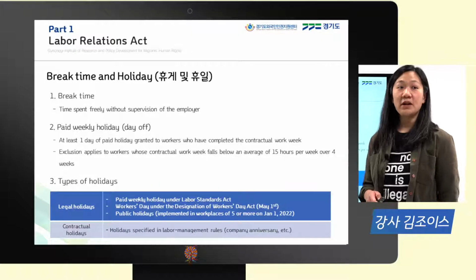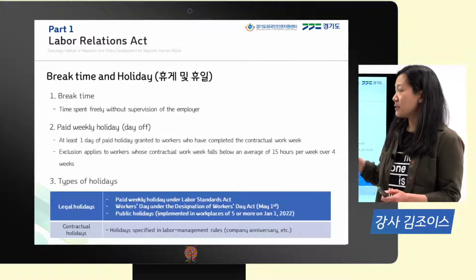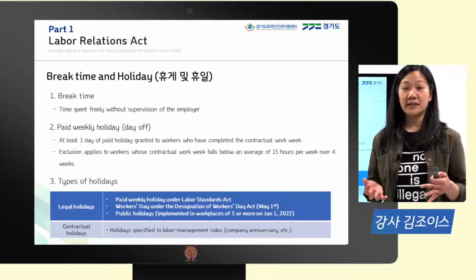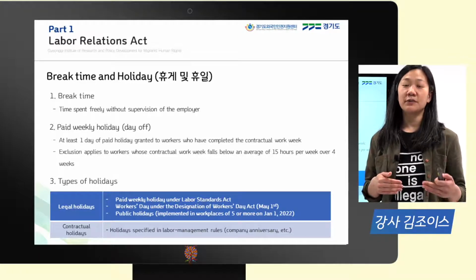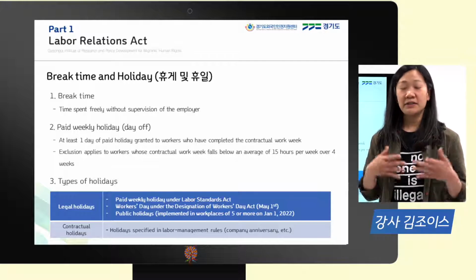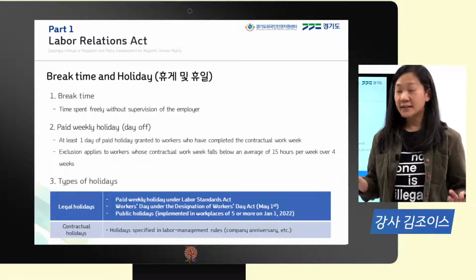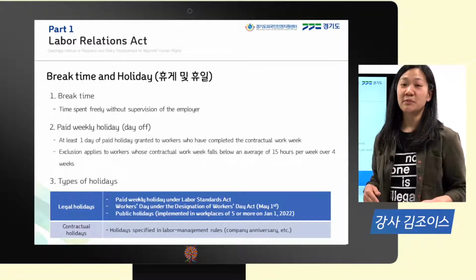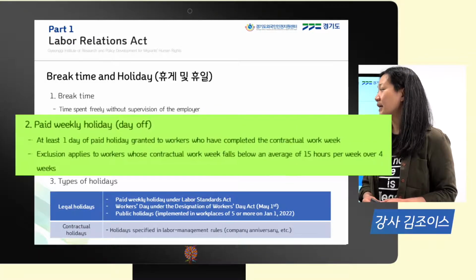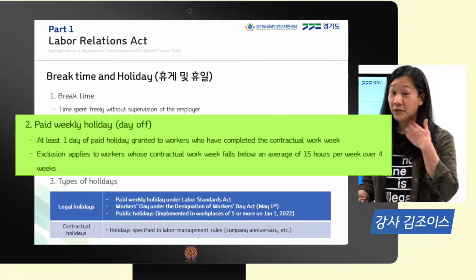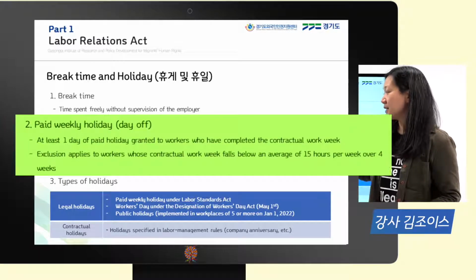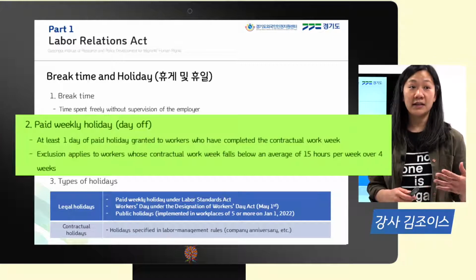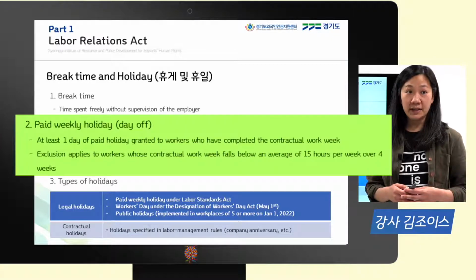Okay, moving on to break time and holiday. What is break time and what is holiday? Break time is considered time that is unsupervised. So at the workplace, if the worker is unsupervised, the worker can do whatever they want, that would be considered break time. If you're being supervised during your lunch hour, that is not considered a proper break time. And then paid holiday, this would be your weekly day off. And in Korea, at least one day off. Every worker should be getting at least one paid holiday per week.